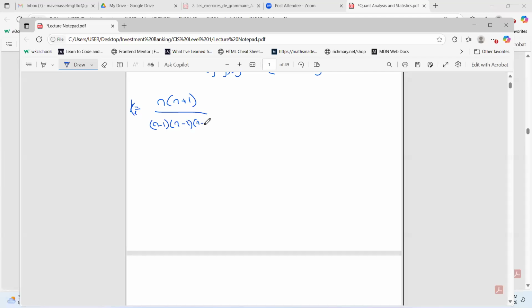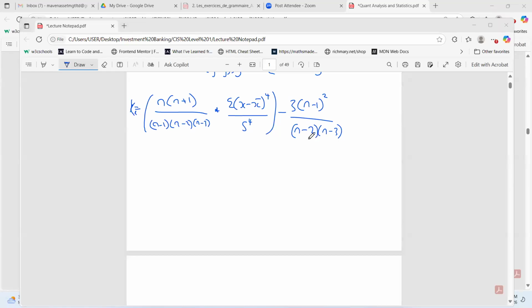n minus 2, n minus 3. Then you multiply that by the sum of your fourth moment divided by your standard deviation raised to the power of 4. Then when you are done with this, you want to take away 3 times (n minus 1) squared, divided by (n minus 2) times (n minus 3). Okay, so let's confirm that.